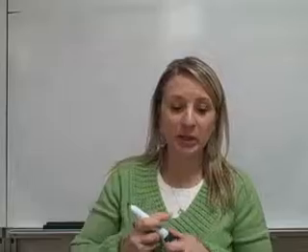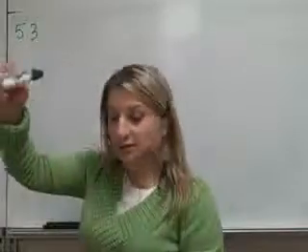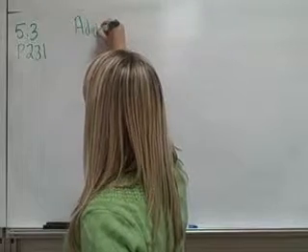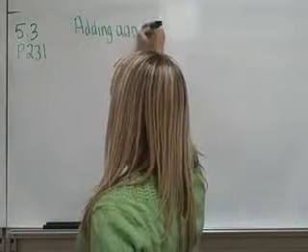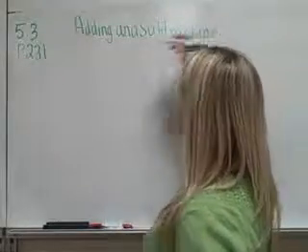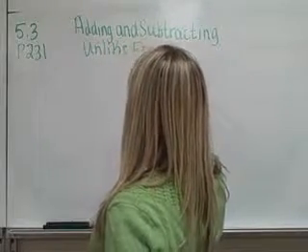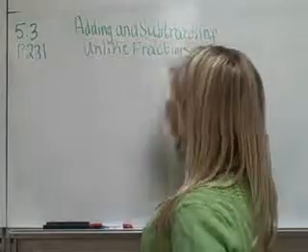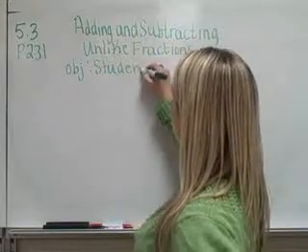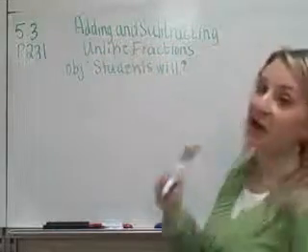Today we're doing lesson 5.3, which is adding and subtracting unlike fractions. It is 5.3 and it starts on page 231. So adding and subtracting unlike fractions. Your objective today is students will add and subtract unlike fractions.